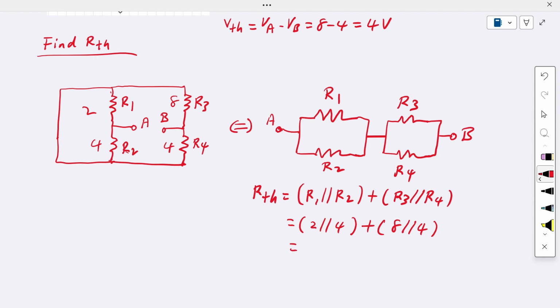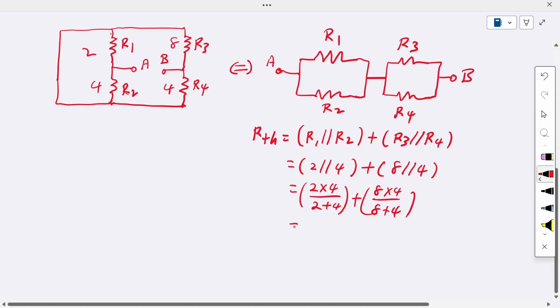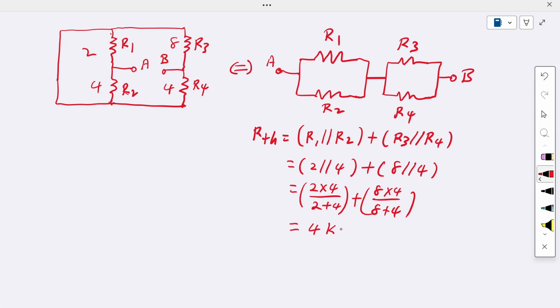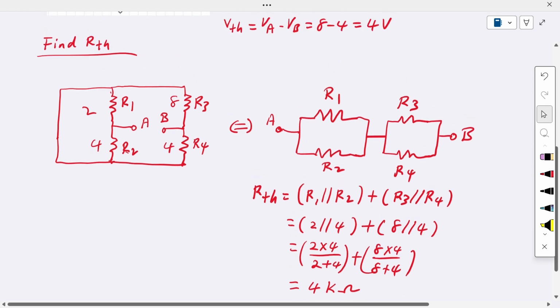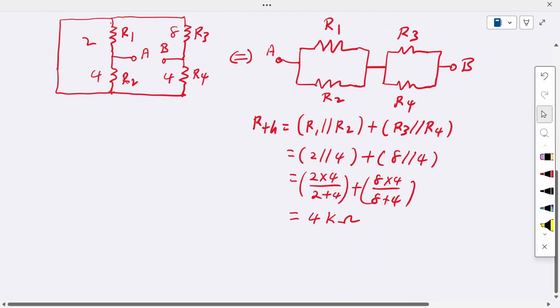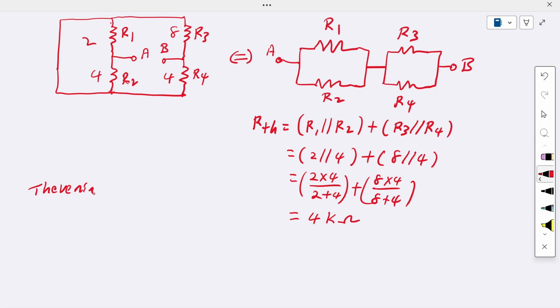So we have 2 times 4 over 2 plus 4, plus 8 times 4 over 8 plus 4. We're going to add this up, then you're going to get the RTH value. And this RTH value is equal to 4 kilo ohm. So we have the RTH value, and the VTH value is 4 volt. So we can draw the Thevenin circuit here.